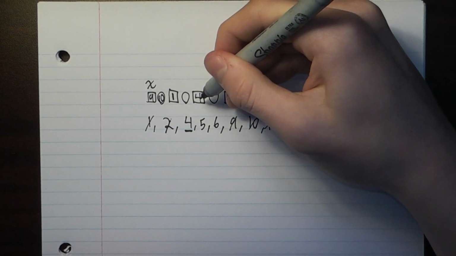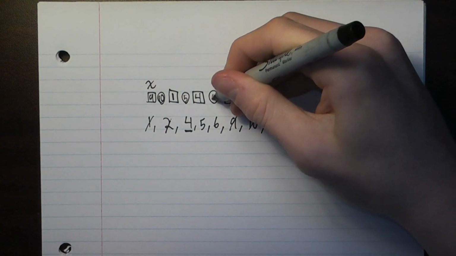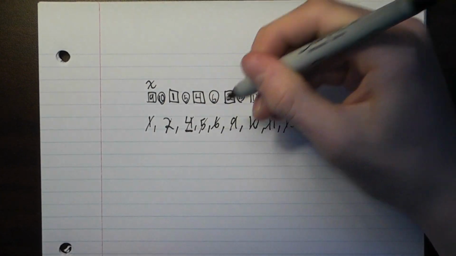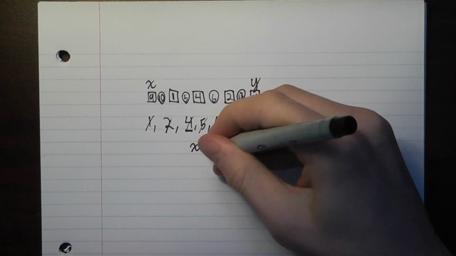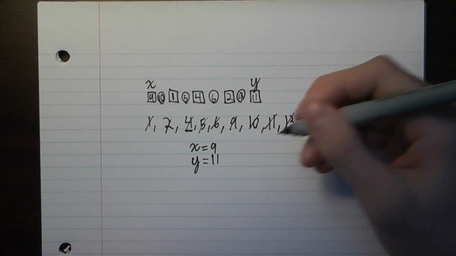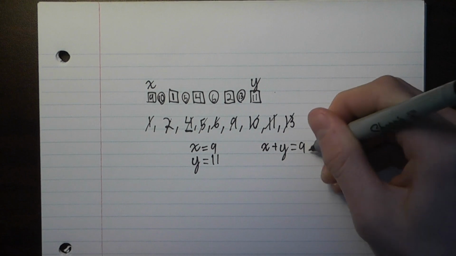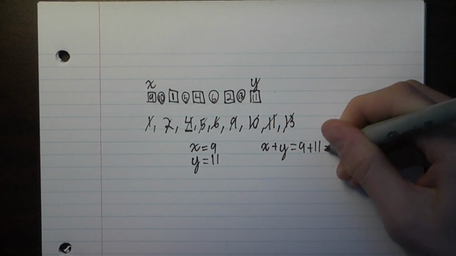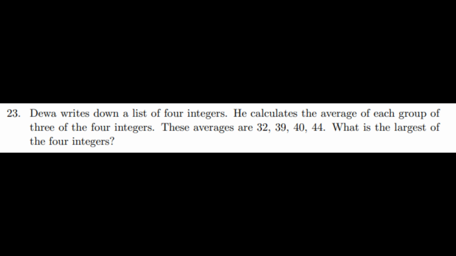And what's 1 plus 4? 5. And 4 plus 2 is 6. So we've used all of our numbers, and it all works together. So x equals 9, and y equals 11. So the biggest possible value for x plus y is 9 plus 11, which is 20. And that's our answer.